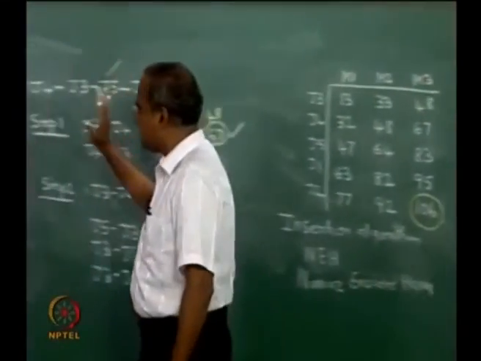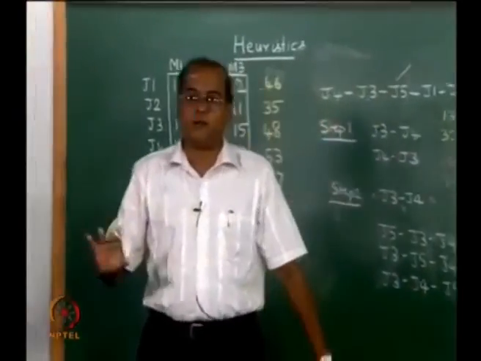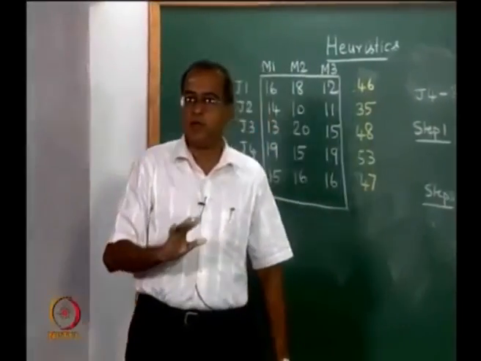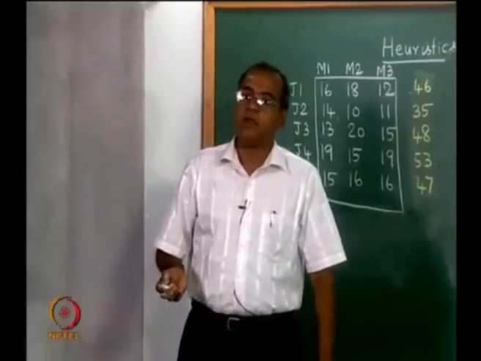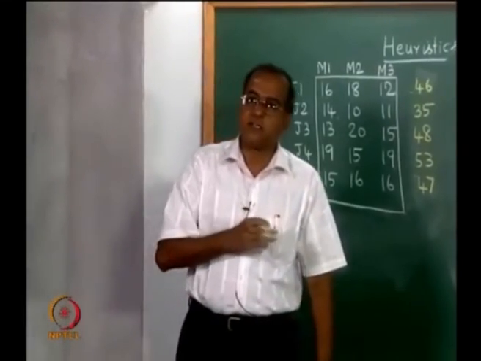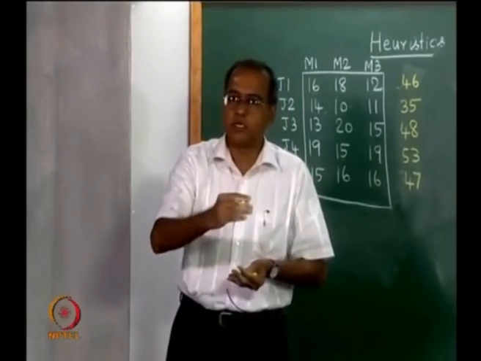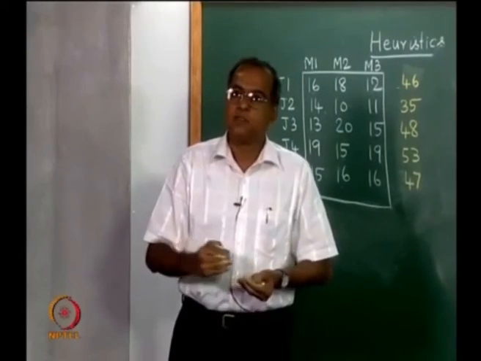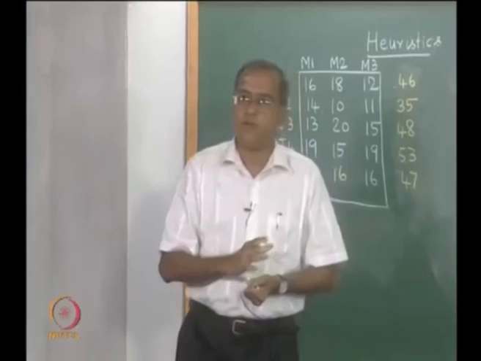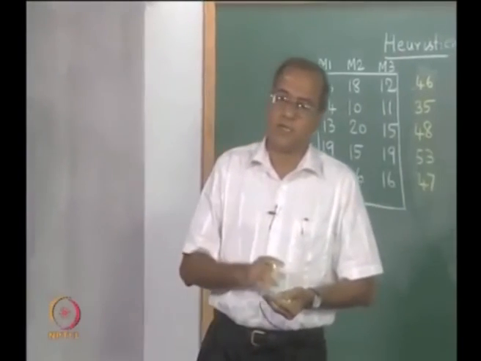So, we have now seen some heuristics to solve the makespan minimization problem in a flow shop. Earlier in our discussion on sequencing and scheduling, we started with single machine, flow shop and then job shop. So, we will look at some aspects of scheduling in a job shop in the next lecture.